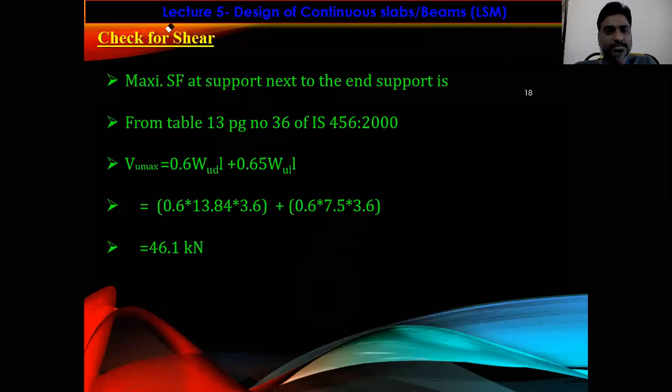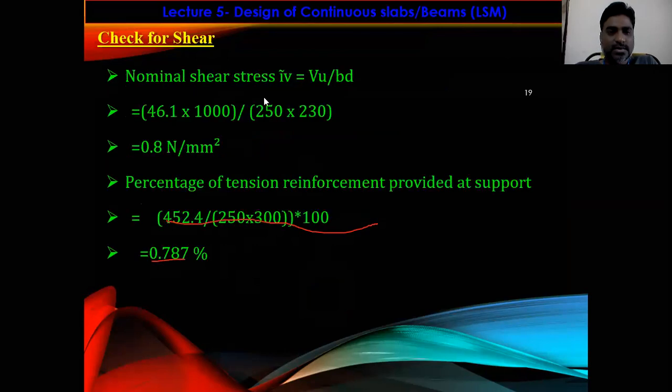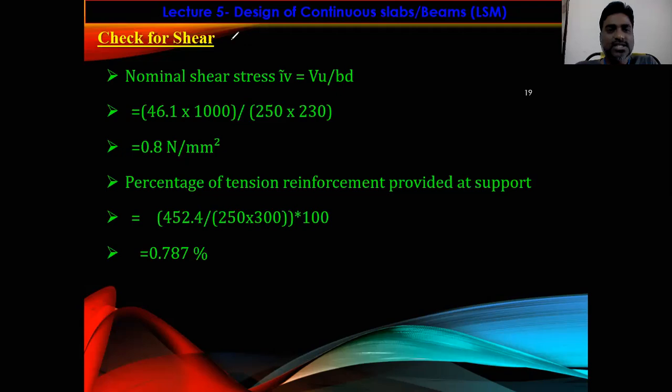So that is 0.6 WUDL plus 0.65 WUL. If you substitute the values, the shear force I got is 46.1 kilonewton. Right? Then calculate the tau C and tau C max, that is the maximum shear stress of the concrete and the shear stress of the concrete, tau C. And this tau C depends upon the percentage of steel provided in the tension zone.